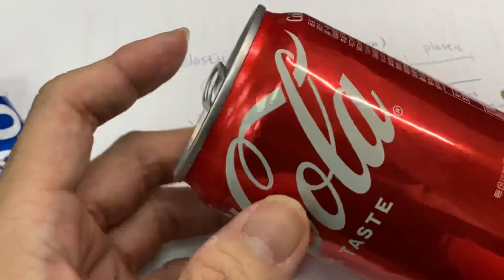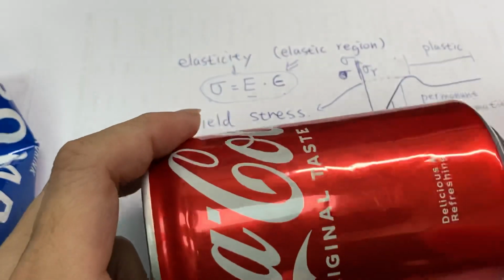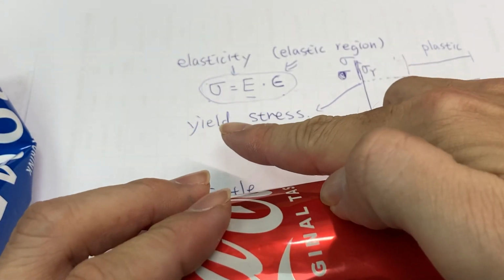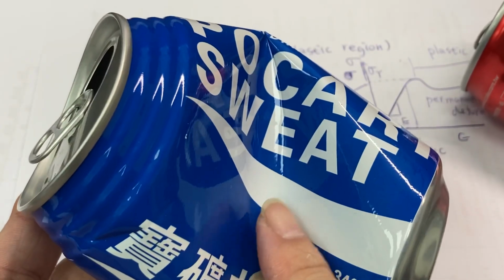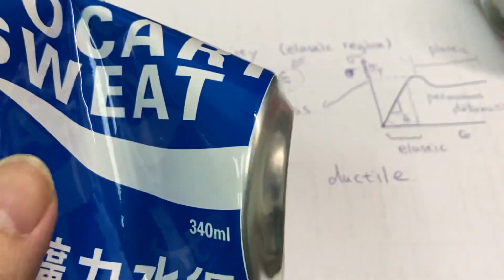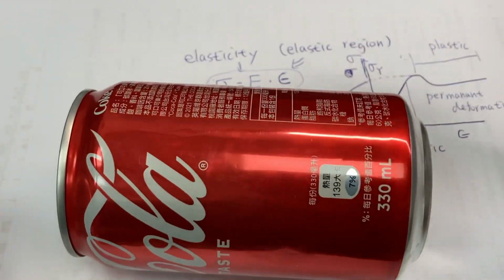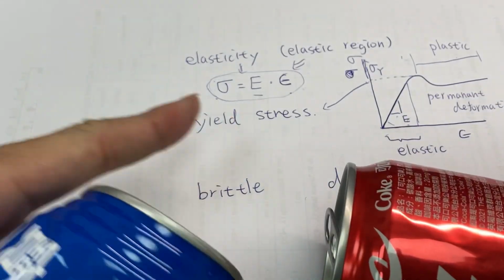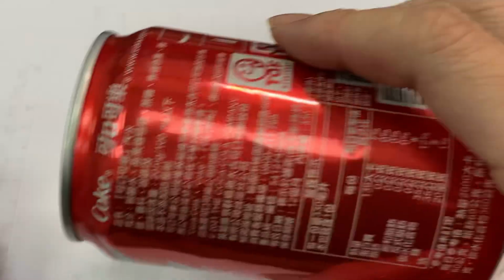So yield stress. If I compress this aluminum material and my compressive stress is over the yield stress, it will have the permanent deformation like this. This is called permanent deformation. Permanent deformation means the material cannot restore to its original state. If you compress the aluminum over yield stress, you have permanent deformation like this, and it never restores back to its original state.